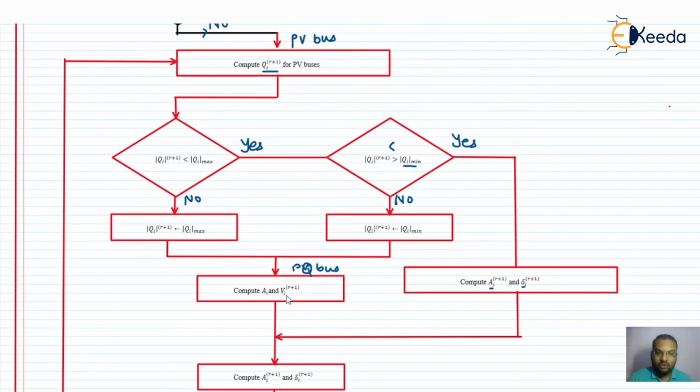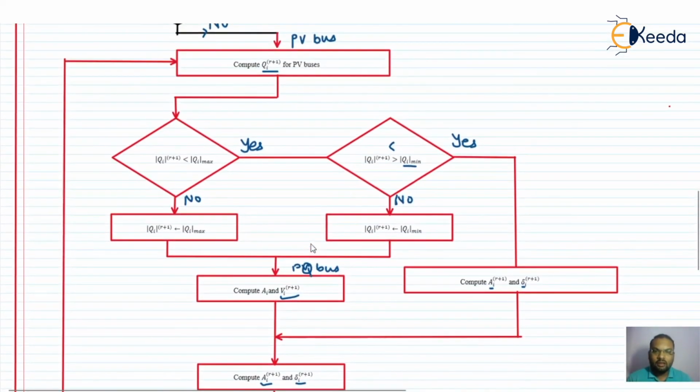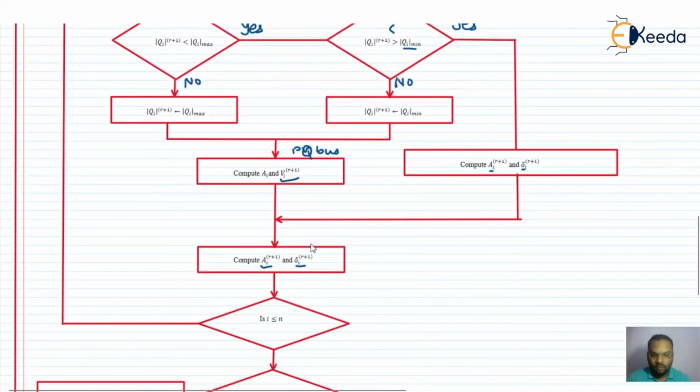Okay, and of course, on the PQ bus, we compute this voltage. After that, we'll compute this A and we'll compute this delta, because if it is a PV bus, I need here the reactive power and the phase angle. So I have already calculated the reactive power here. So I will deal here with the phase angle calculation.